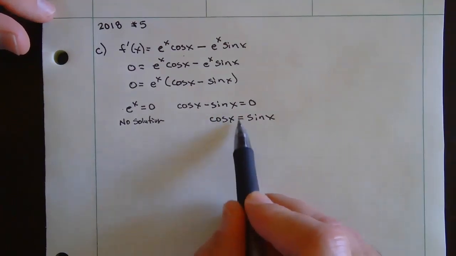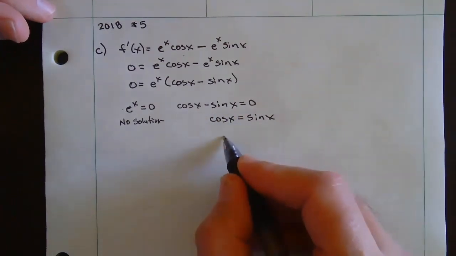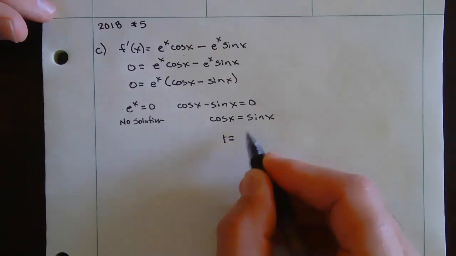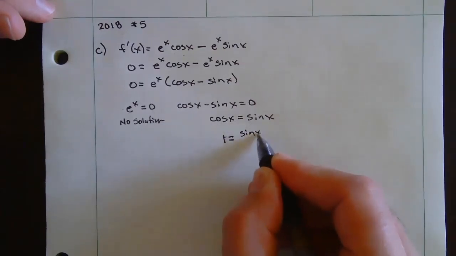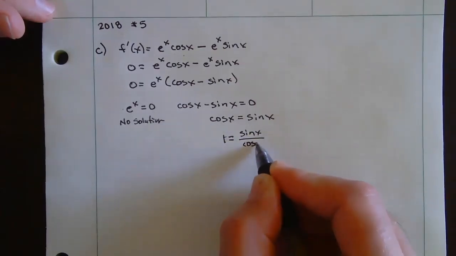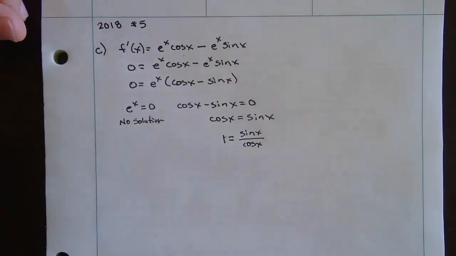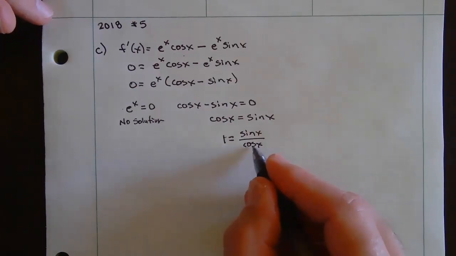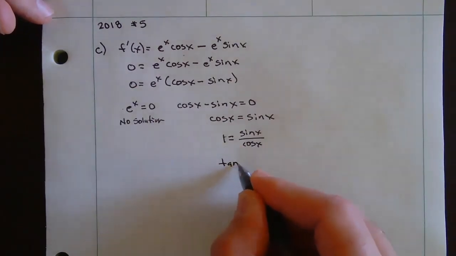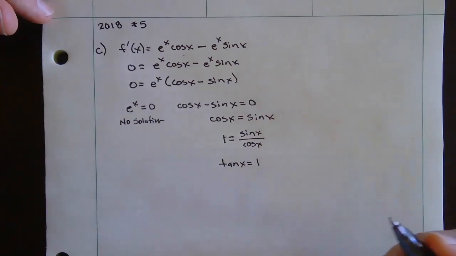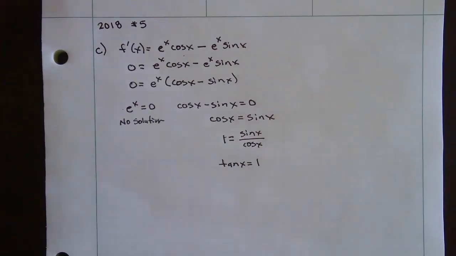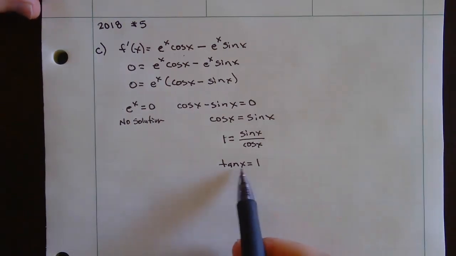Now what happens when we divide this side by cosine x? We would get 1, and this side would be sine x over cosine of x. And then we can use a trig identity that sine x over cosine x is tan x. So really 1 is equal to tan x, or tan x is equal to 1. Now we can solve it because now it's just one trig function, whereas before we couldn't because it was two different trig functions. We can figure out where tan x is 1.